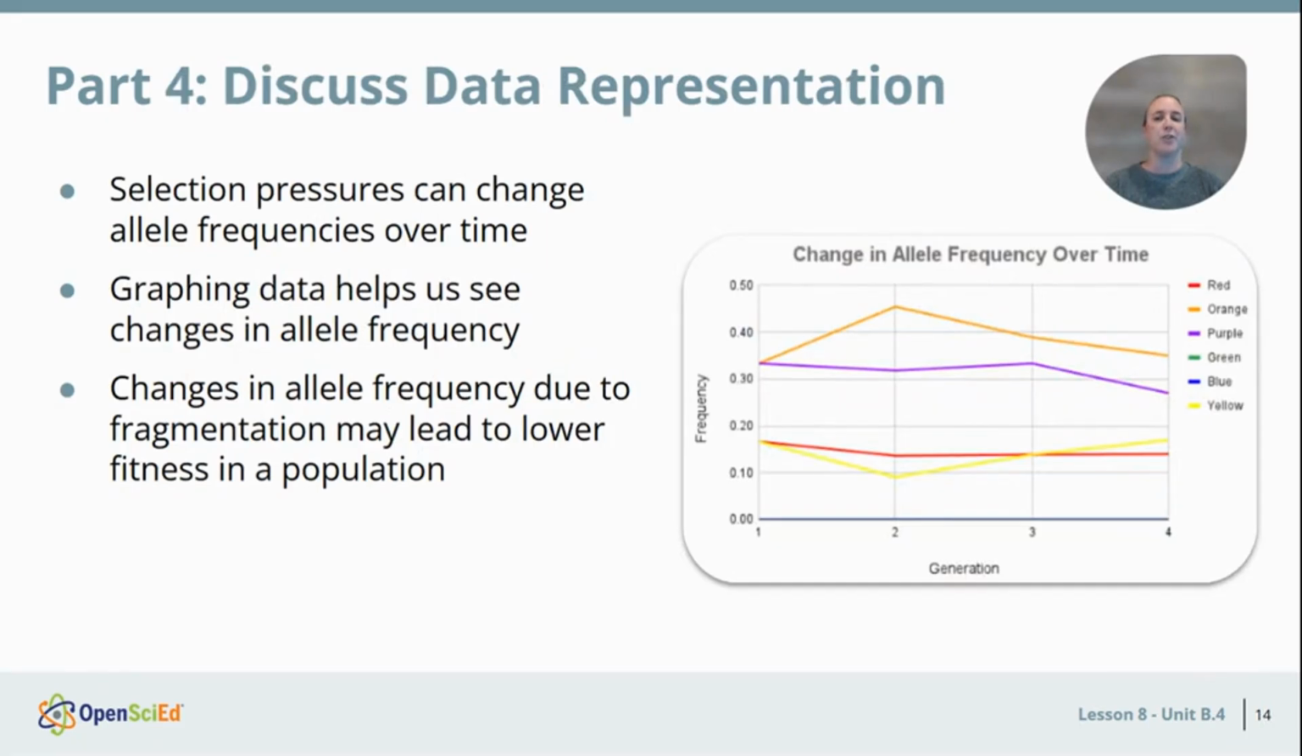Another key moment that occurs in Lesson 8 is the discussion that arises as we look at data from our first generations. These discussions help students to understand that selection pressures can lead to changes in allele frequencies over time.